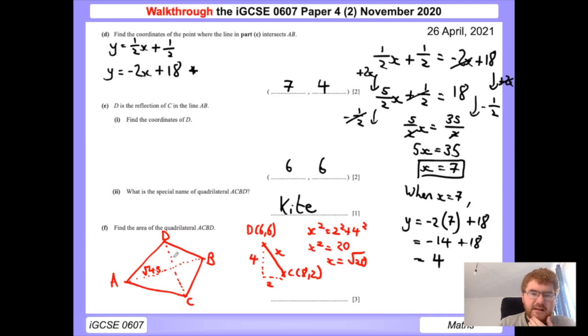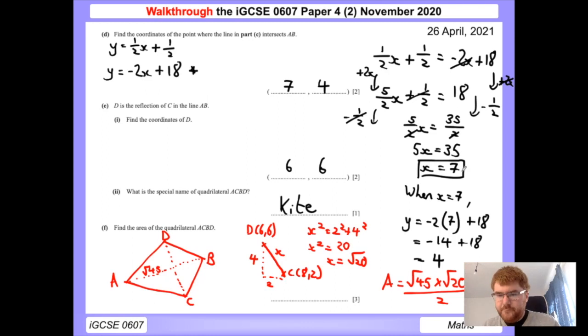So then to work out the area of this, all we do, the area is going to be root 45 times root 20 divided by 2. If we put that into a calculator, so I'll just do that now. So root 45 root 20 divided by 2, that gives you the answer of 15, which is the exact answer, the precise answer. So we get the answer of 15. There are no units in this case, no centimetres squared or anything like that.